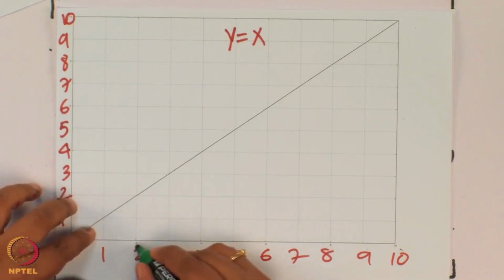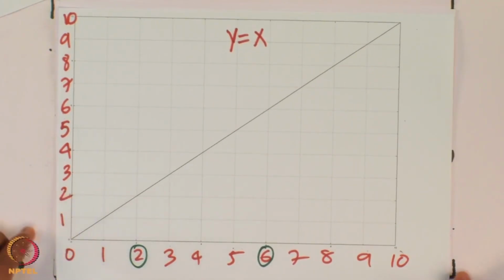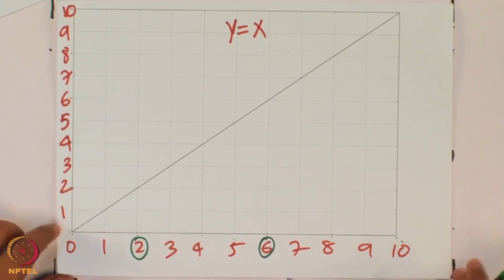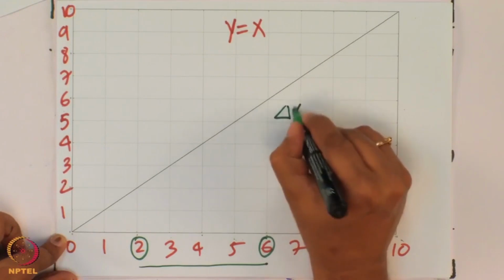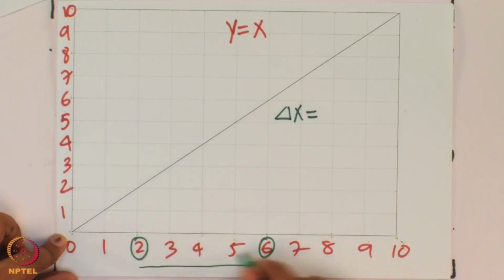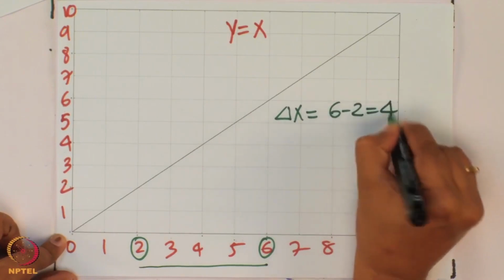So let us say I want to take 2 and 6. So I took two x values. Any two x values you want, you take. The difference between these, so that is the delta x, the difference between these two x values, which is 6 minus 2, which is 4.